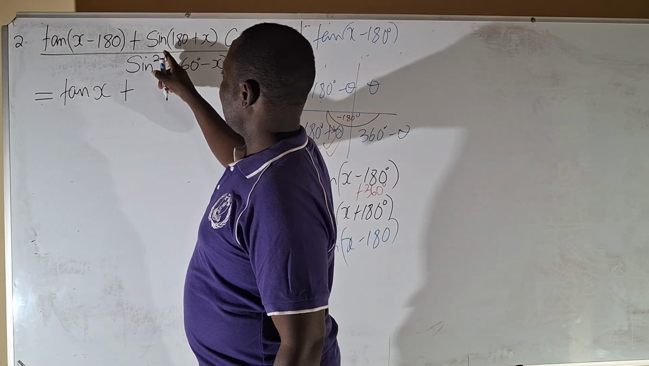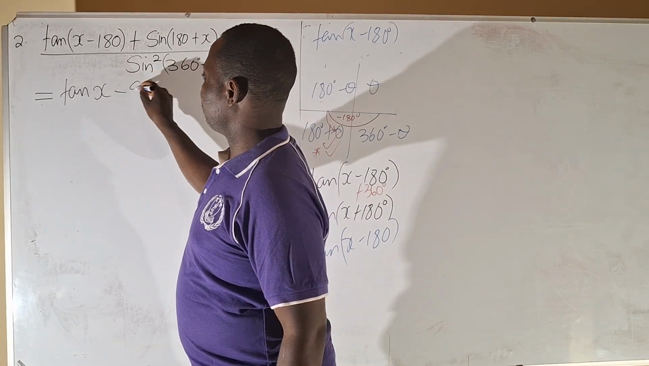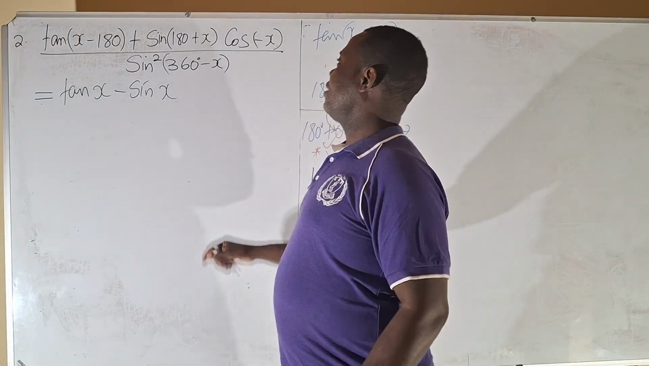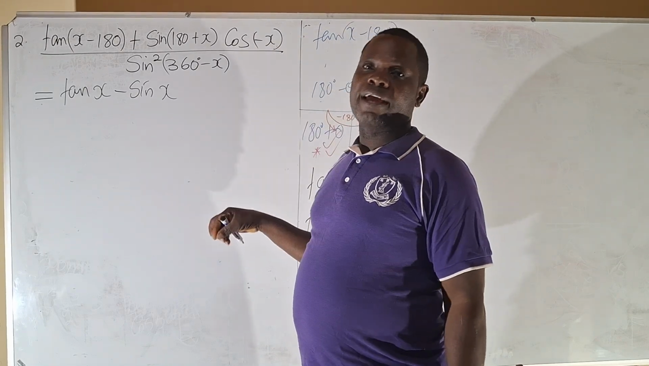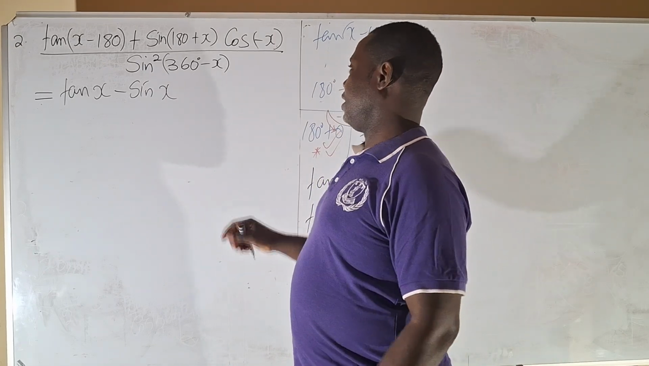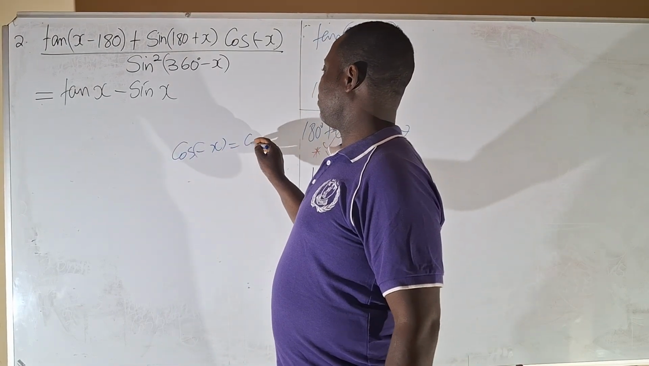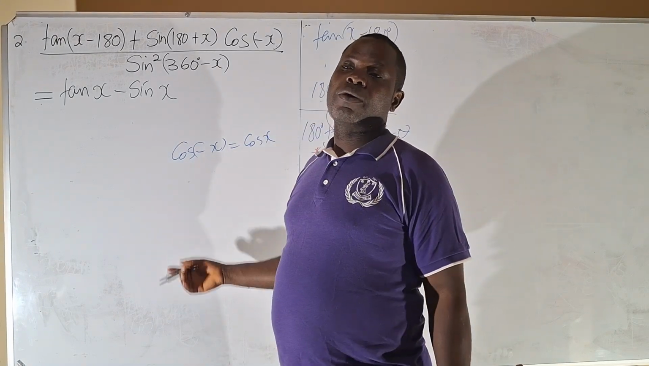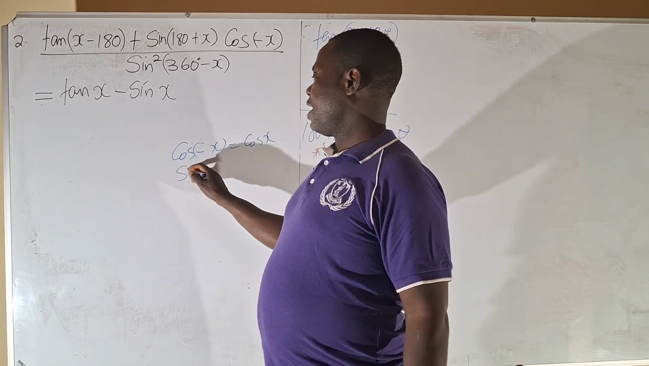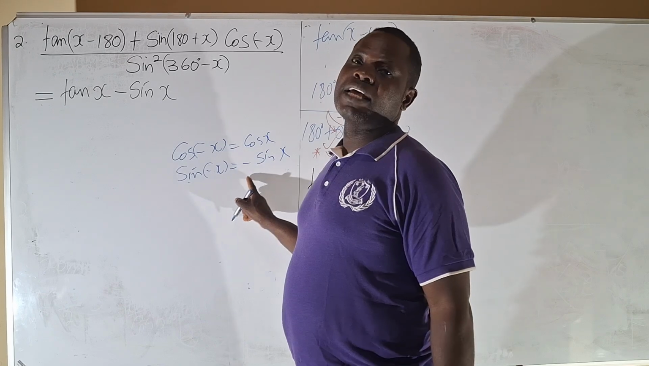Then plus, the sine of 180 plus x is in the third quadrant. So it becomes a negative of sine x. Then multiplied by cos negative x. Another interesting one. This is negative. Negative angles are in the fourth quadrant. In the fourth quadrant, cos is positive. So what does that mean? It means the cos of negative x is equal to positive cos x. The negative falls away because in the fourth quadrant, cos is positive. The sine of negative x, this negative does not fall away because in the fourth quadrant, sine is negative.